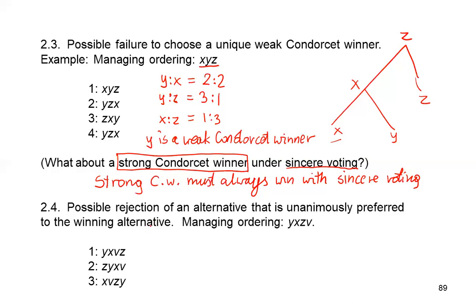But now we have more serious problems. We may have an alternative that is unanimously preferred to the winning alternative. And well, this alternative may lose. So this is our problem. Just 3 voters, 4 alternatives, and now which alternative is the winner according to this agenda ordering?